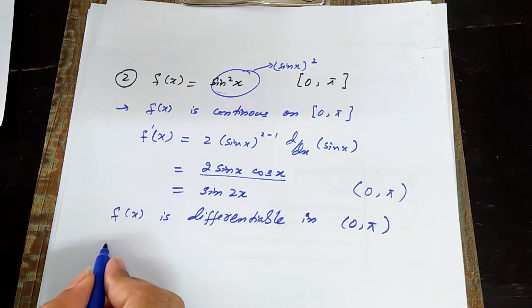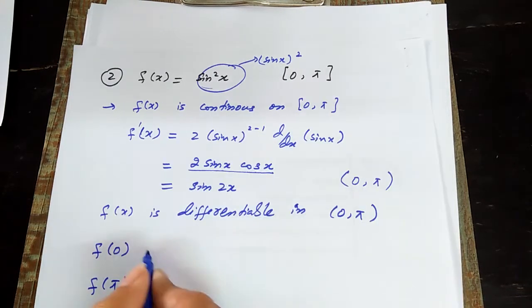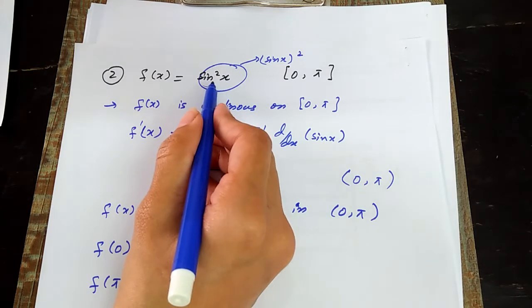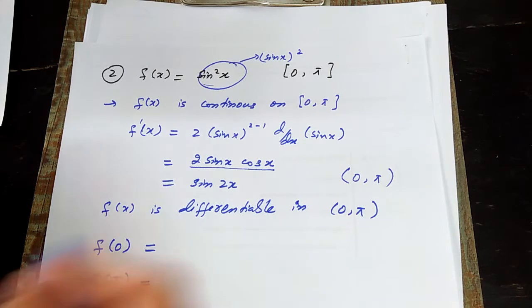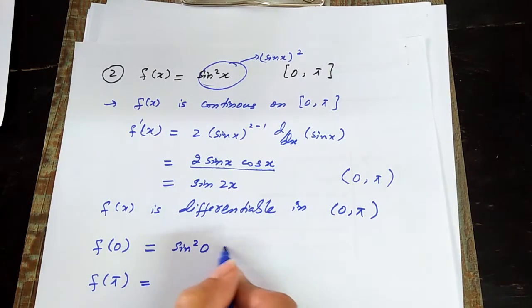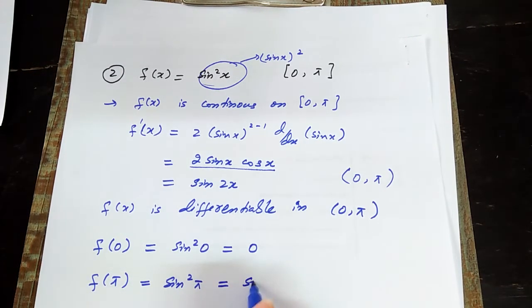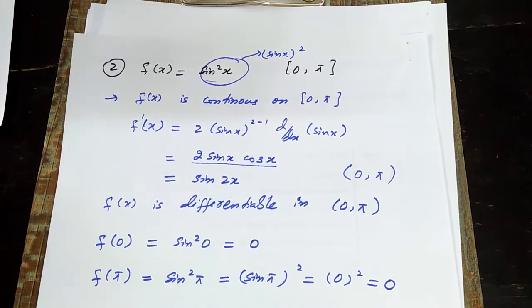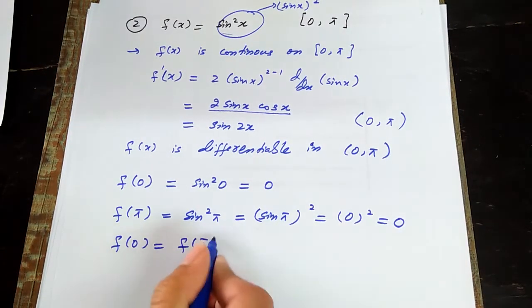Now calculate the value for f of 0 and then for f of pi. Use this function f of x, put the 0 here, then we'll get f of 0, that is our f of a, and then we'll put in the function x equals pi, and that will be our f of b. We'll put 0 here, it will become sine square 0, so this will be equal to 0. Then if we put sine square pi, this will be equal to sine of pi whole square, so 0 whole square, this will again equal 0. So our Rolle's theorem is valid because f of 0 is equal to f of pi.